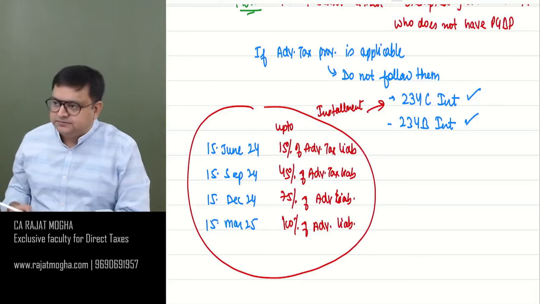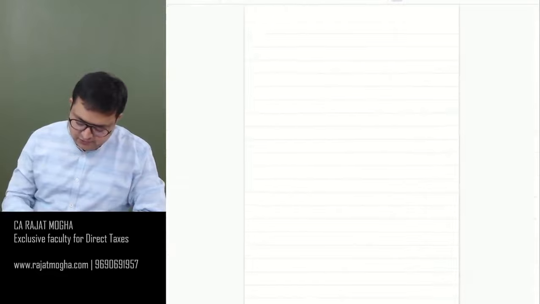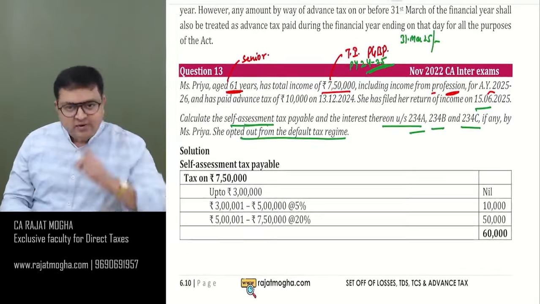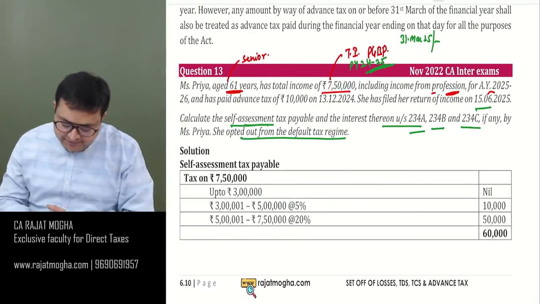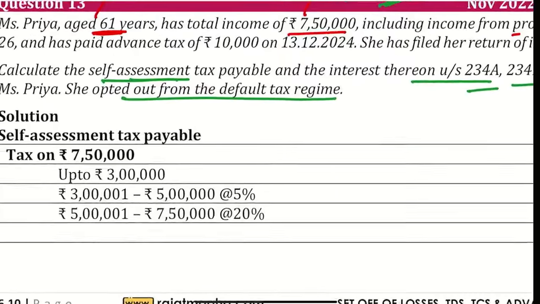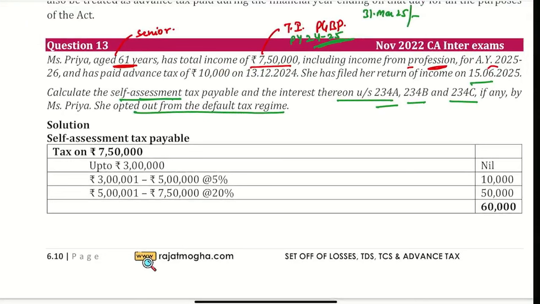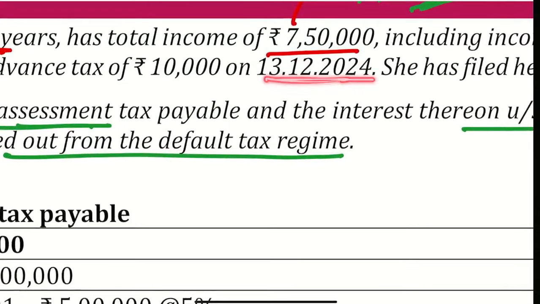Now, remember that you are an assessing officer. Miss Priya, age 61 years, has total income of 750, although she is a senior citizen, she has PGBP income. 750 total. She has paid advance tax of 10,000 rupees on December 24.